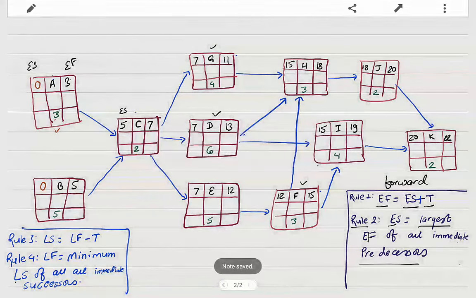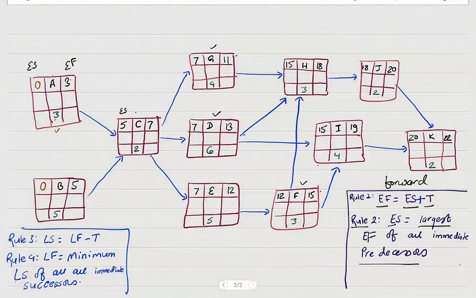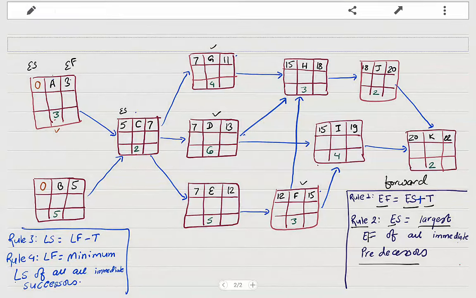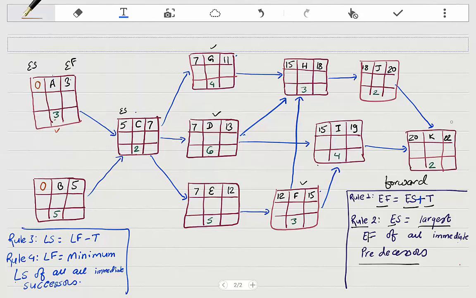Now to do the backward pass, but before we do that, let's understand what this 22 signifies. 22 means the earliest you can finish the project. The earliest you can finish the project is in 22 weeks. That is our project completion time. To do the backward pass, just the way we initialized the activities without a predecessor at 0, we initialize the ones without a successor. In this case K does not have a successor, so we initialize it at 22.